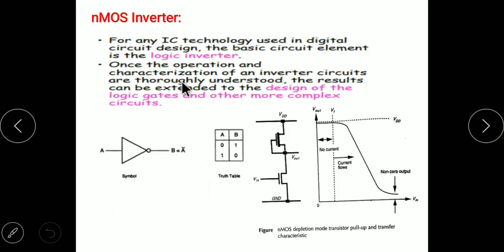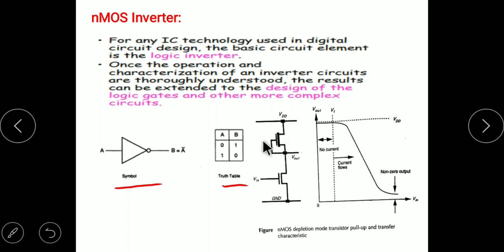NMOS inverter. The inverter is the basic element in the design of digital circuits. Without the inverter circuit, it is not possible to design any logic circuit. So this is the symbol of the inverter, and this is the truth table. If input is 0, output will be 1. If input is 1, output will be 0. And here this is the NMOS inverter.